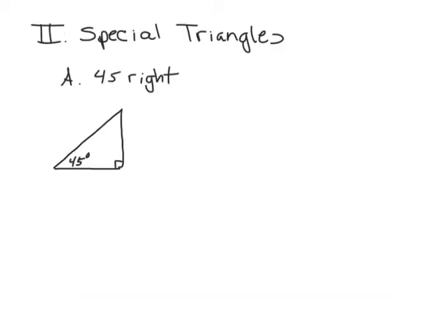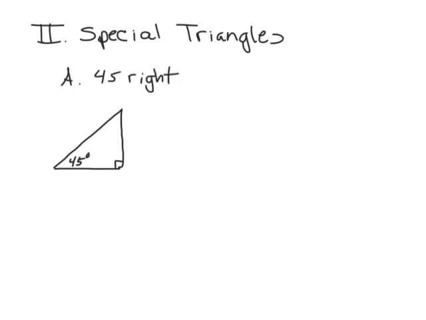Alright, there are 2 special triangles that we deal with, and it's really important that you memorize or you are able to very quickly draw these triangles, because you're going to have to memorize or understand how to get all the trig ratios for these special angles. The first one is the 45 right triangle. So we have a right triangle with a 45-degree angle, which makes the other angle also 45.